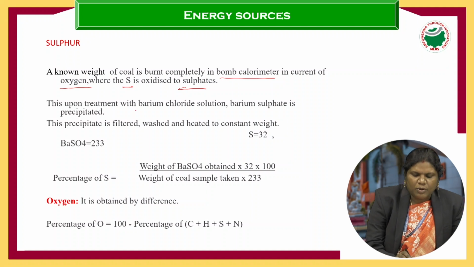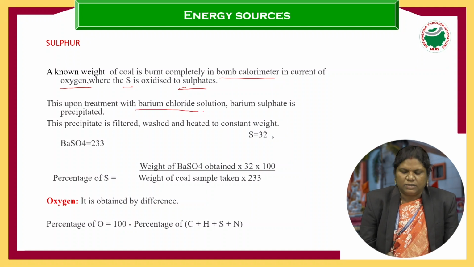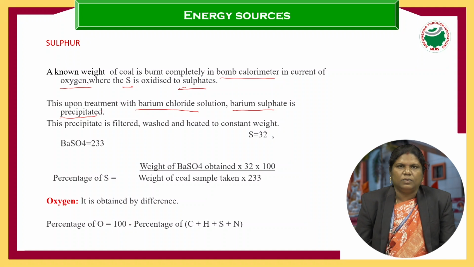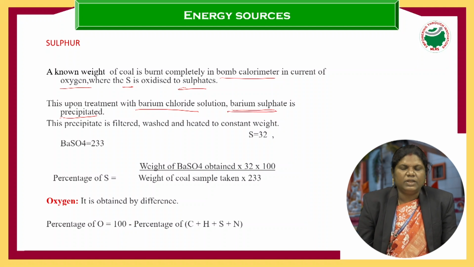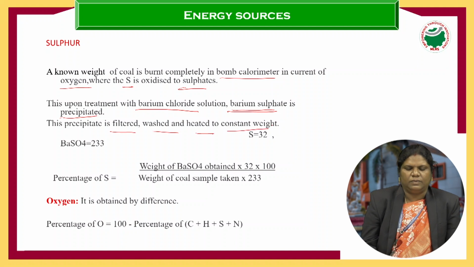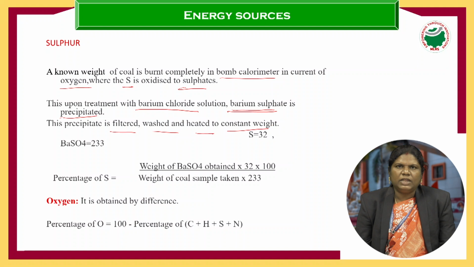These sulfates, upon treatment with barium chloride solution, will be converted into barium sulfate, which is a precipitate. This precipitate is filtered, washed and heated to get a constant weight. Until we get the constant weight, the procedure of filtering, washing and heating will be continued.